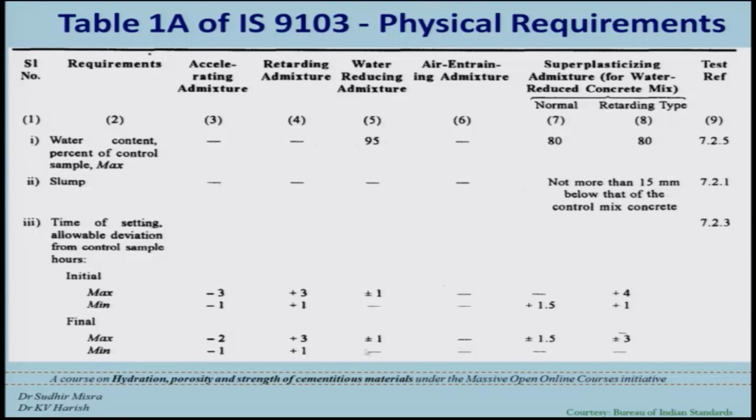What do these values actually indicate? So, if you take the control sample, the control sample has the minimum initial setting time of 30 minutes, and the maximum final setting time should be 10 hours. So, these values provide the deviation of initial and final setting time values mentioned for the control mixture. So, here you see that the variation is from 1 to about 3 hours.